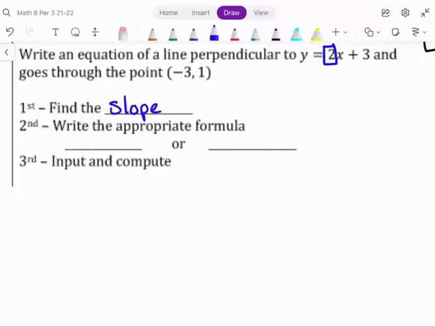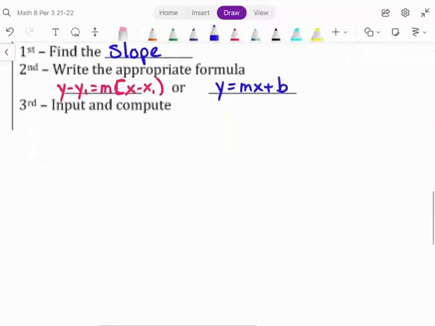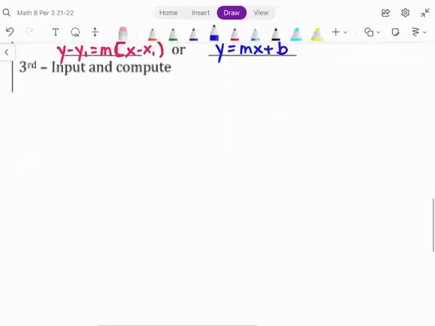Okay, write the appropriate formula. So again, you've got y minus y1 equals m, x minus x1. And you've got y equals mx plus b. Honestly, guys, most of these are much easier using y equals mx plus b. You need to know point slope. It's important for next year, but most of these are easier if you just do y equals mx plus b. Okay, so we're going to write down here m equals 2 for right now, and the coordinate we have is (-3, 1).